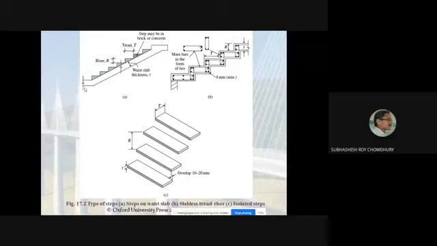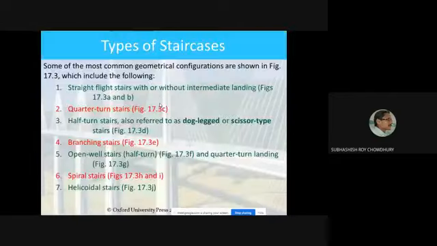So it must be supported. Your common sense will tell you that it should be supported here and here at the ends. That is the most common type of supporting structure. That means the stair slab will be supported at this end as well as at this end. That's the most common type of support for the staircase. But there may be another type of support also.